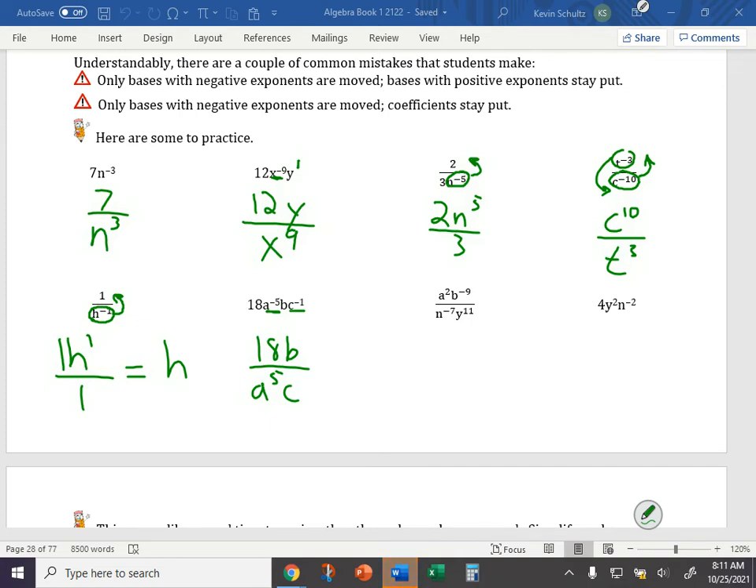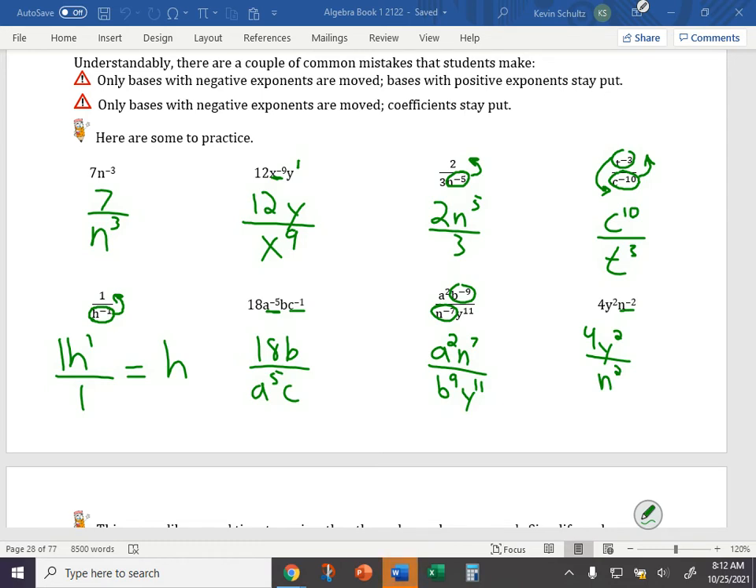Next one, two things to move again. B to the negative ninth, n to the negative seventh. So our numerator is a squared n to the seventh over b to the ninth, y to the 11th. And last one, just the n to the negative second to move. So 4y squared in our numerator, n squared in the denominator.